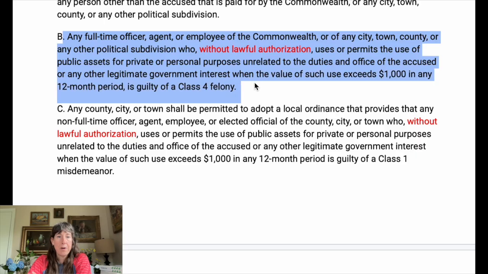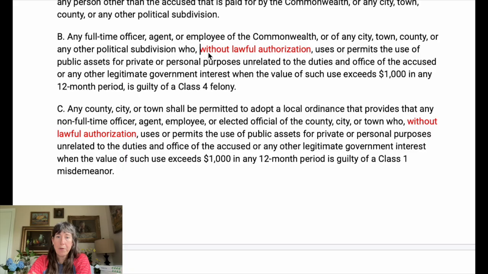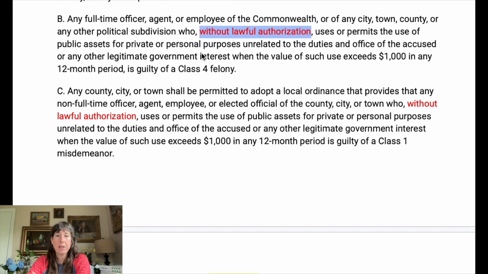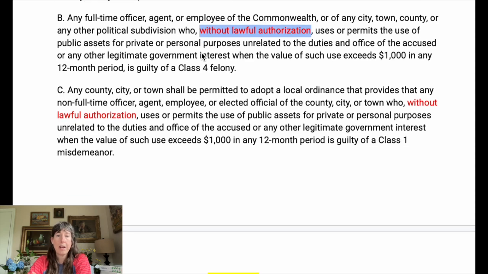Any full-time officer, agent, or employee of the Commonwealth or of any city, town, county, or any other political subdivision who, without lawful authorization, that's the controversy, does Henrico have the legal authority to put chemical drugs in the drinking water where they do not have the purpose, justification, or safety, uses or permits the use of public assets for private or personal purposes unrelated to the duty.